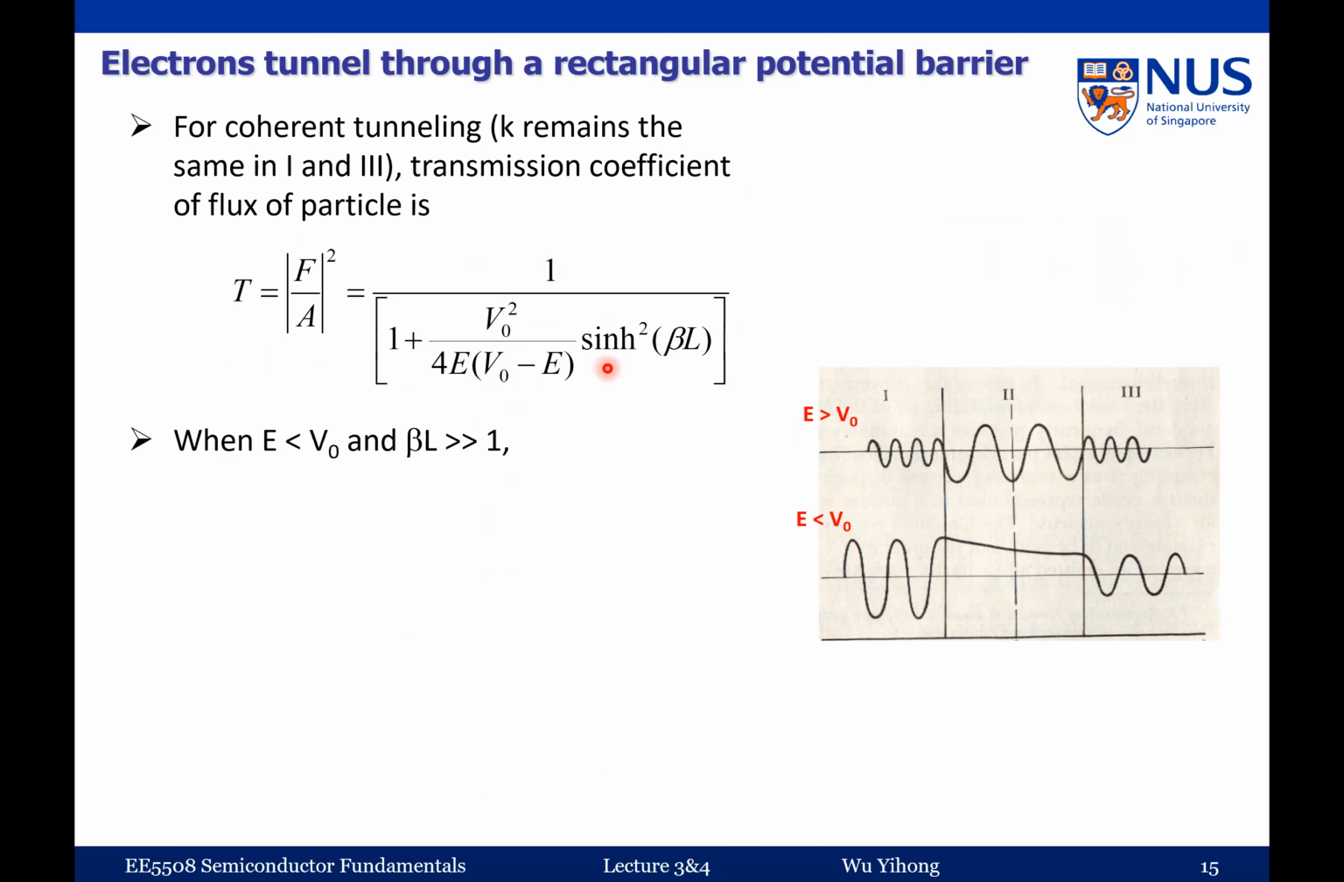So look at the extreme case. And of course, in general, this will be larger than 1, okay? So when this is larger than 1, of course, this tunneling coefficient will not be equal to 1, okay?